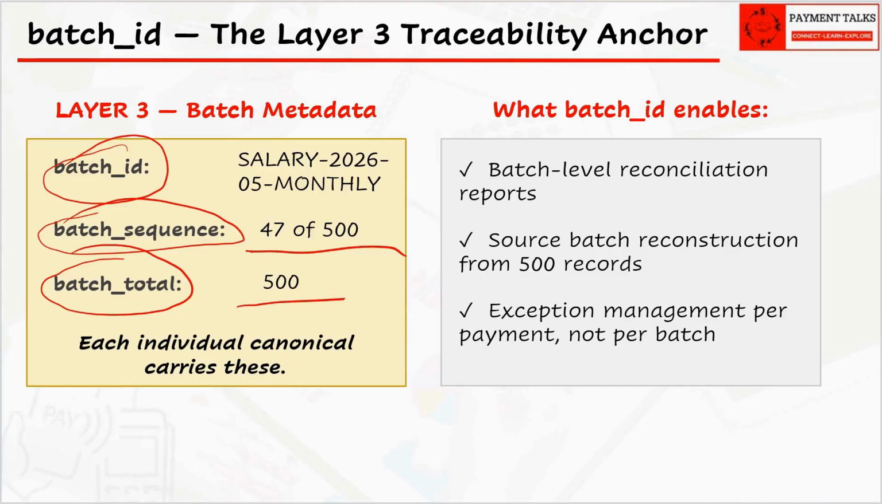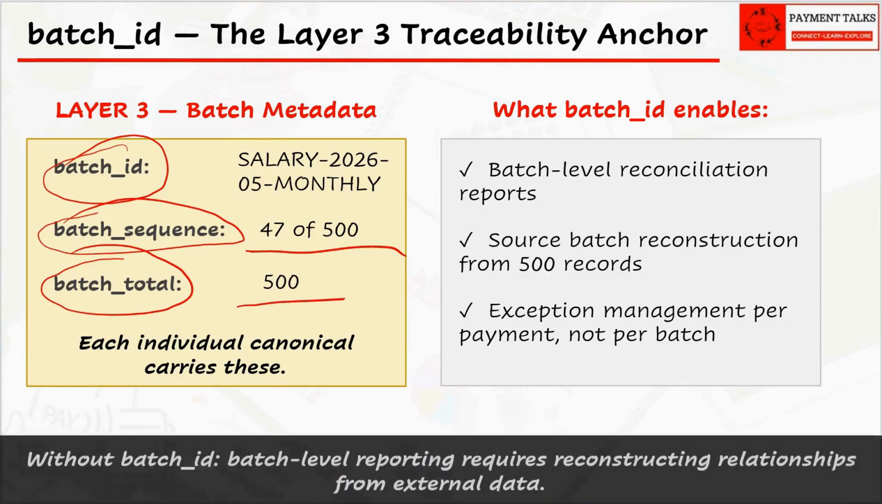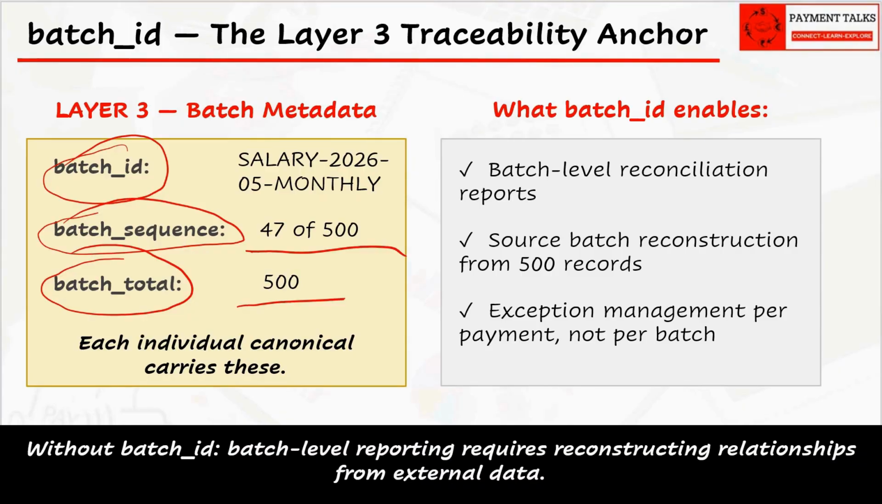Without batch ID tagging, each of the 500 individual canonicals is independent and anonymous. Batch level reporting requires reconstructing the relationships from external data. That works, but it is harder than it needs to be. The discipline of tagging costs almost nothing at intake and pays dividends throughout the payment lifecycle.